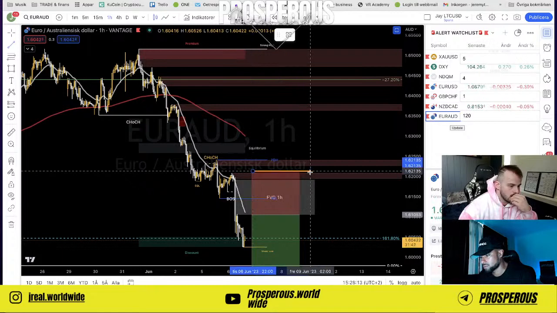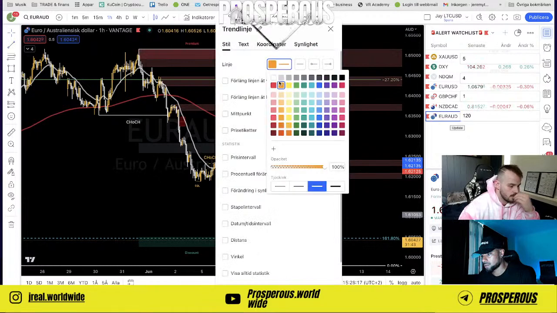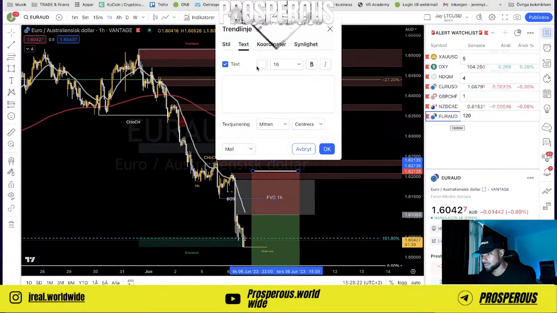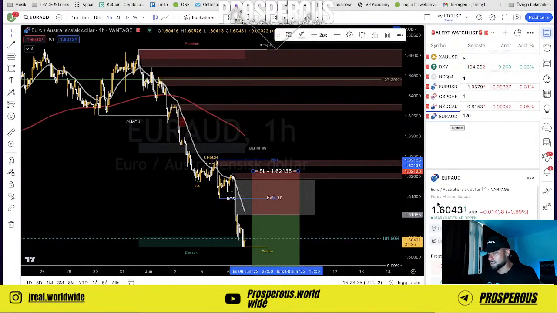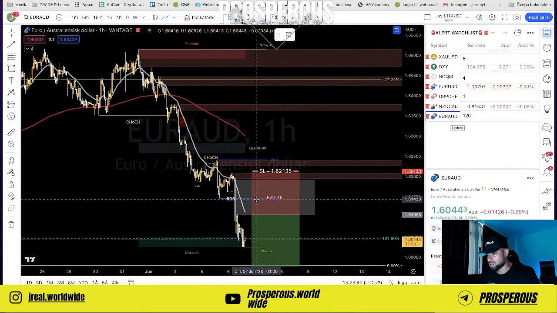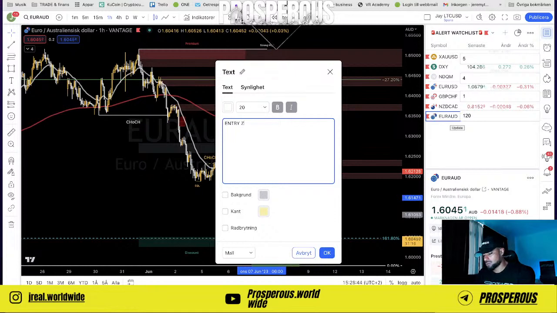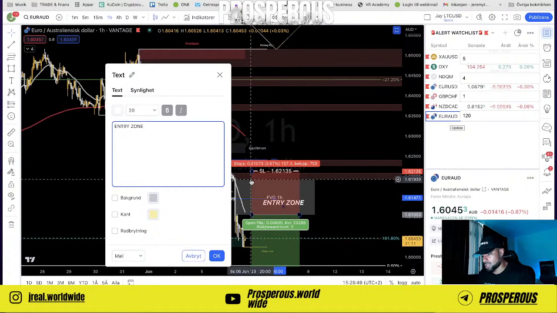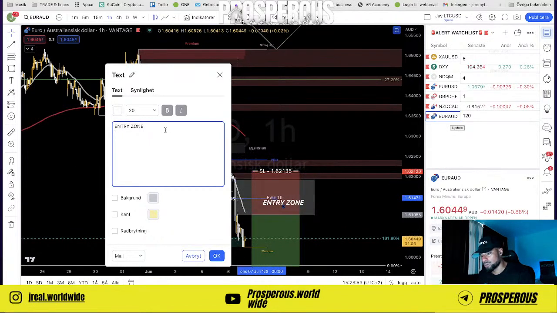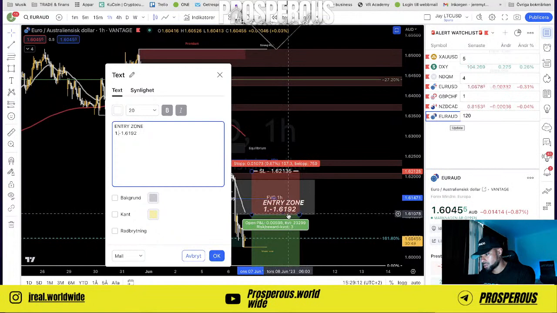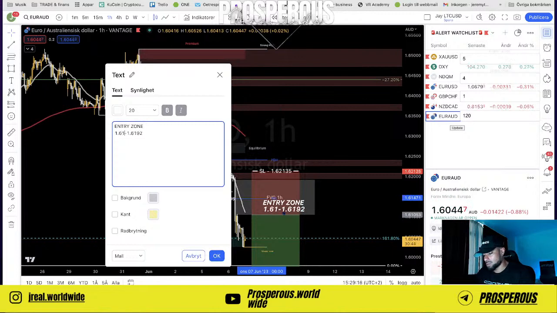The stop loss is 1.62135. An entry would be, so the entry zone starts at 1.6192, and goes down to 1.6170, 1.6107.